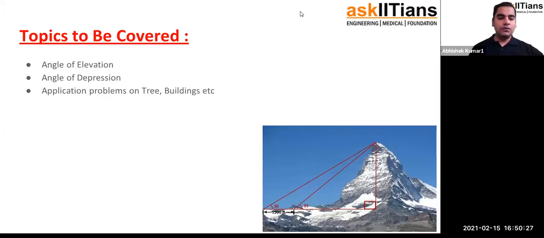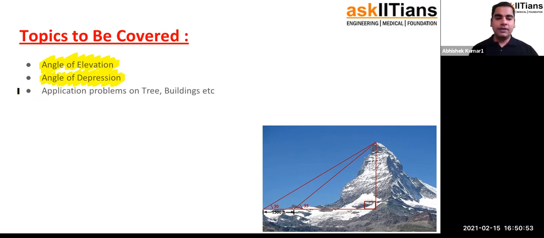The topics that we are going to cover in this particular lecture, there are 3 topics. The first one is angle of elevation. That is going to be our first topic, like what is the meaning of angle of elevation. The second topic is angle of depression. You will frequently come across these two terms whenever you are doing problems from this chapter.